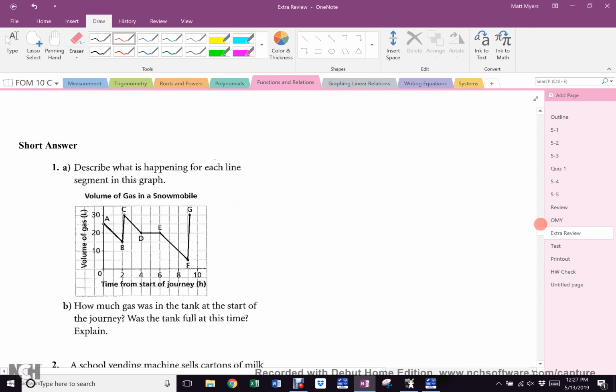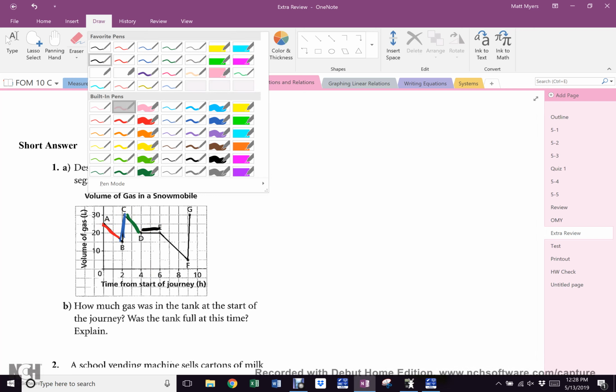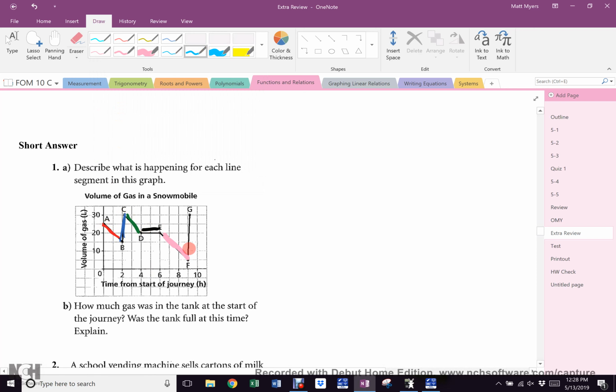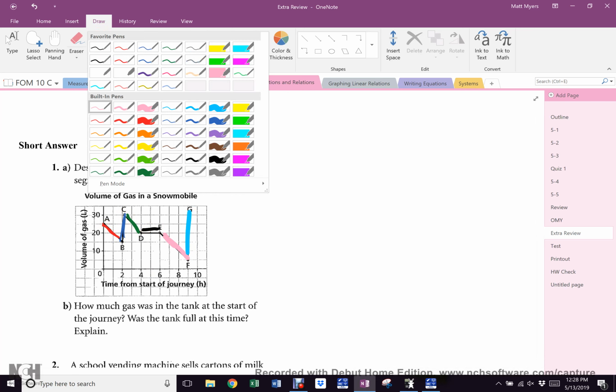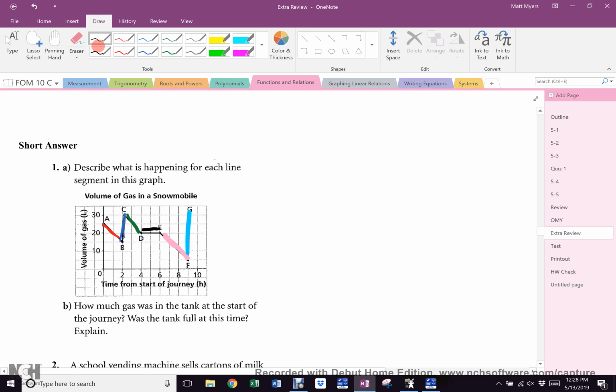Describe what's happening for each line segment. So I need how many sentences here? 1, 2, 3, 4, 5, 6, right? Now, again, this is a good question where I could do the extra, right? You could get 4 out of 4 here, yeah? Right? But it's going to be out of 3 marks.